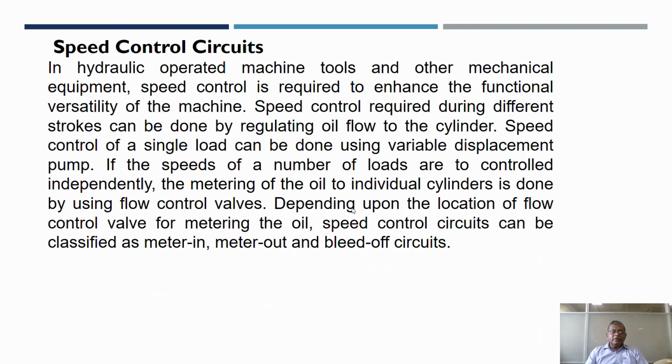Speed control of a single load can be done using a variable displacement pump. If the speeds of a number of loads are to be controlled independently, the metering of the oil to individual cylinders is done by using flow control valves. Depending upon the location of the flow control valve for metering the oil, speed control circuits can be classified as meter in, meter out, and bleed off circuits.